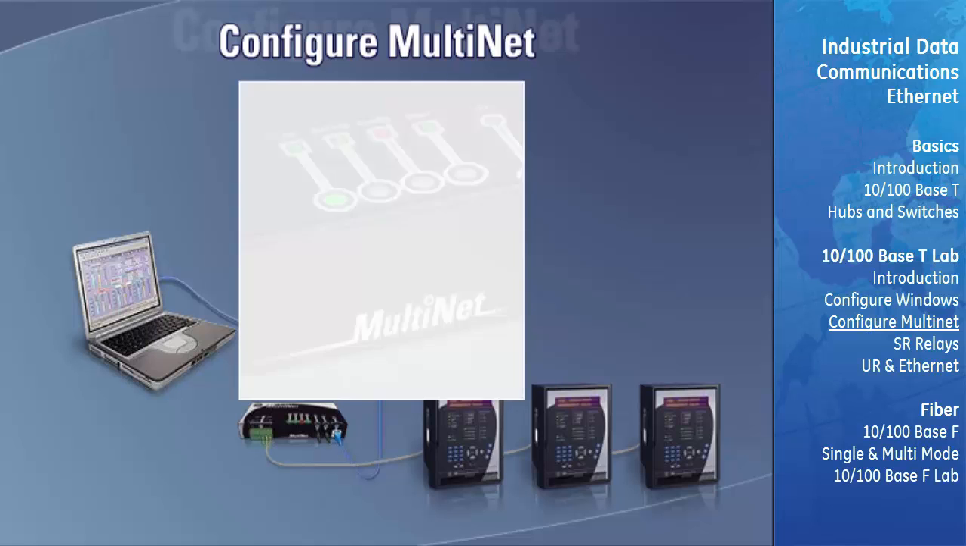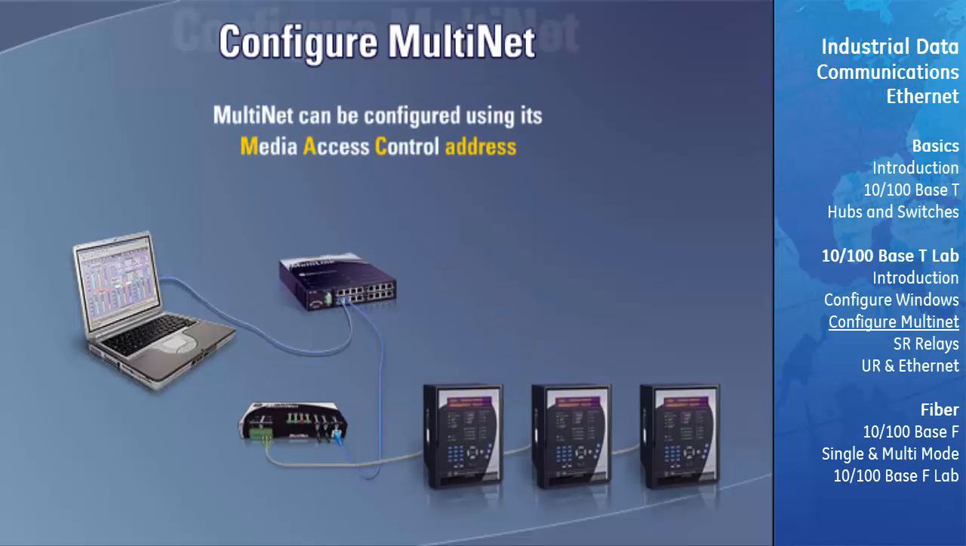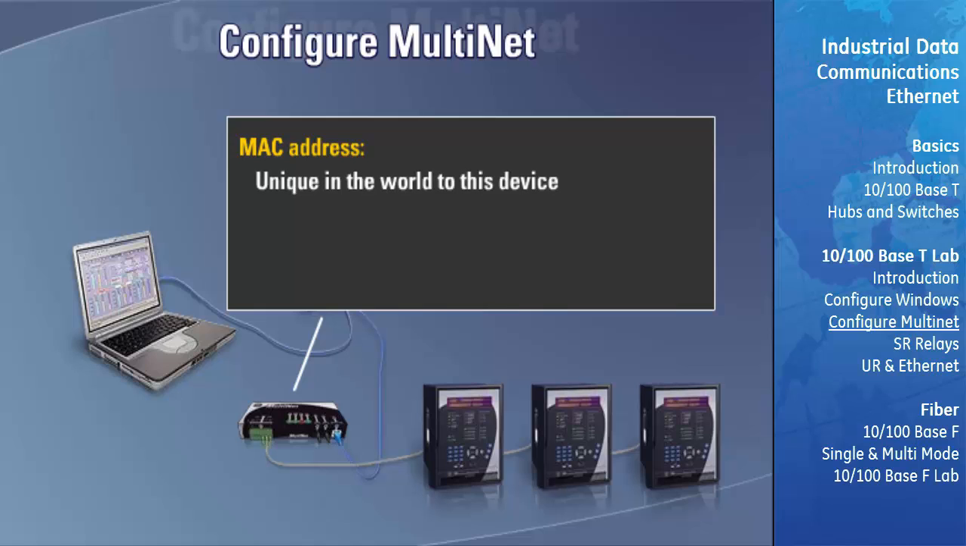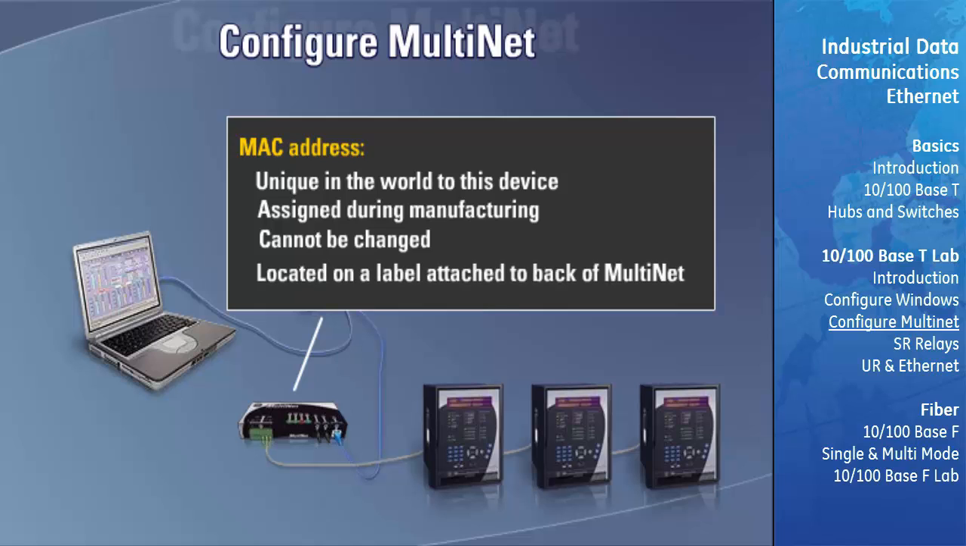Once successfully connected, the MultiNet server can be configured through Ethernet using its Media Access Control address. This MAC address is unique in the world to this device and was assigned during manufacturing and cannot be changed. The MAC address is located on a label attached to the back of the MultiNet.